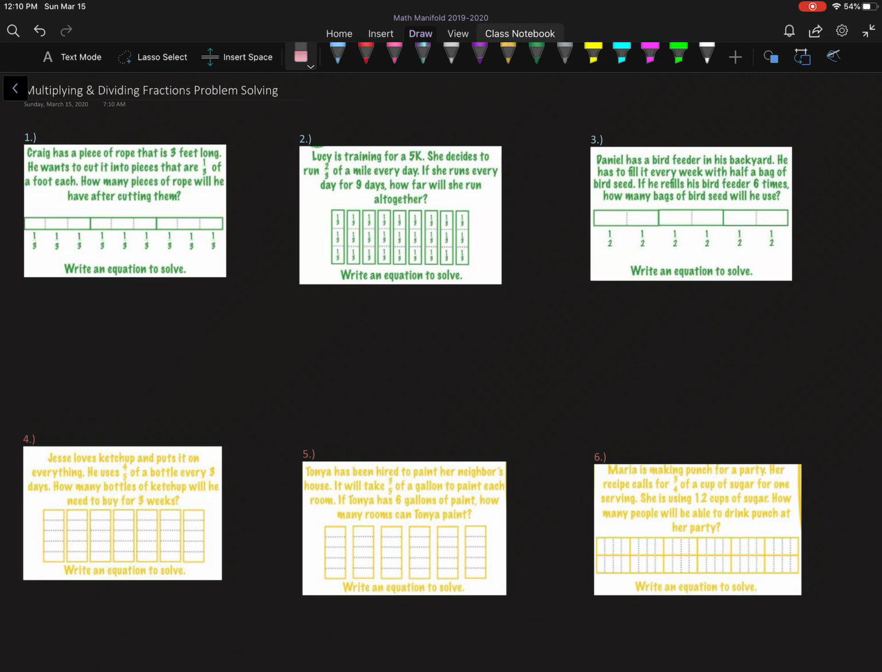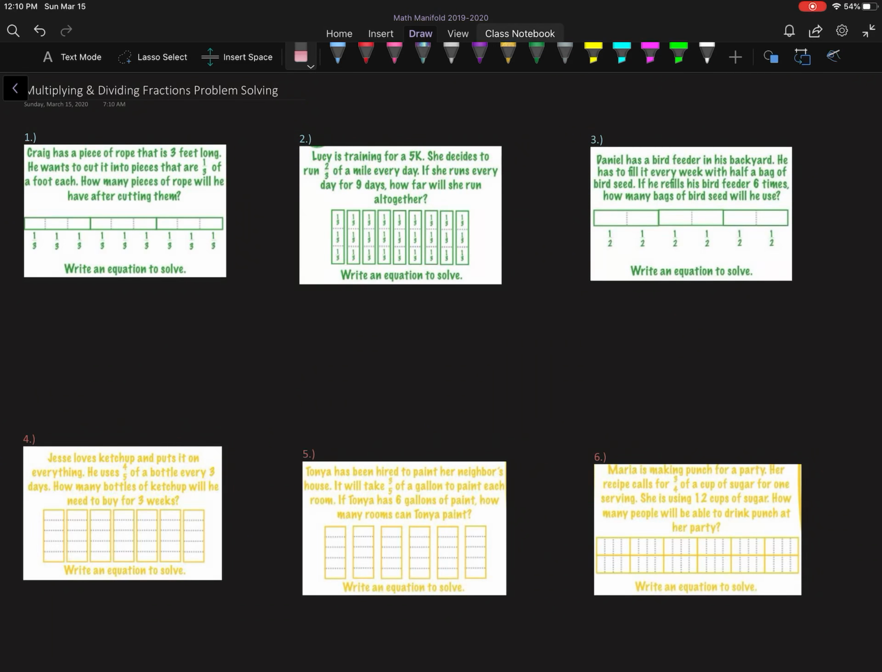So today we're going to look at multiplying and dividing fractions in a problem-solving situation. We're going to apply the basic understanding that we did yesterday with multiplying fractions, multiplying the numerator and denominator, and then reducing to simplest form. Or if we are dividing, we are going to follow that keep, change, flip.